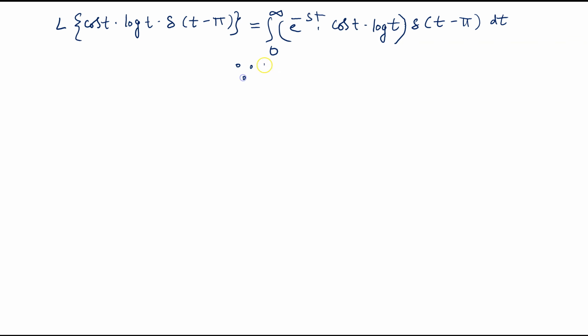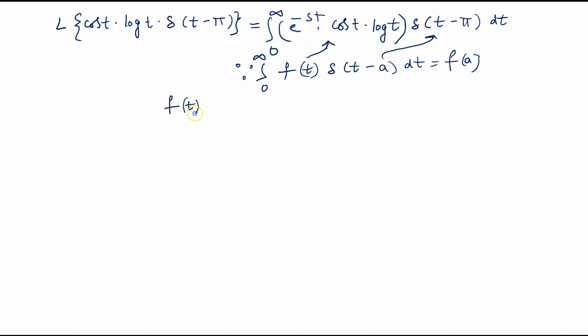Now this is similar to the LHS of the property integral 0 to infinity f of t into delta of t minus a dt equal to f of a. Now compare these two. Here this is f of t. So what is f of t now? e power minus st into cos t into log t. Right? Now when you compare these delta terms, you can find a equal to pi.